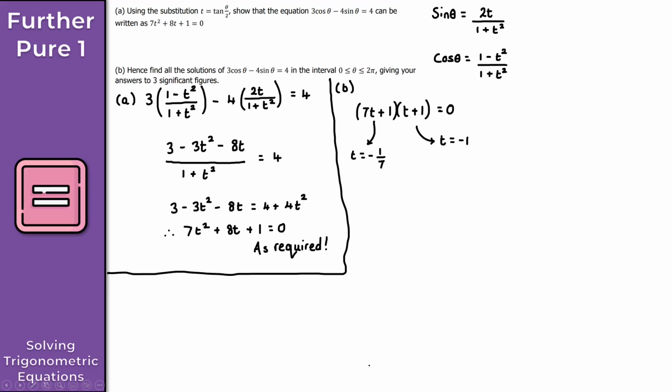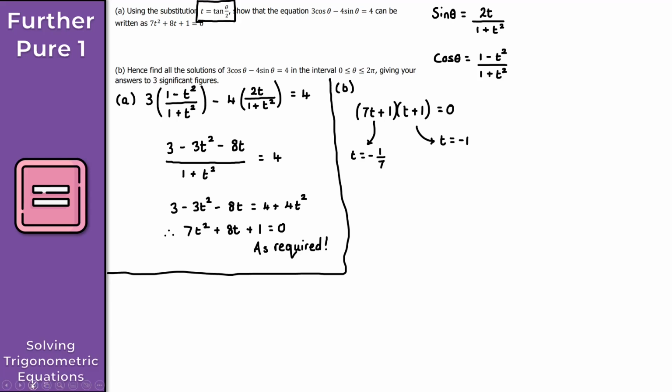Okay. Now we're not done here because we're actually solving for theta as opposed to t, right? So what I need to do now is use this substitution of t equals tan of theta over 2 with these values of t to go on and solve for theta. Okay. So let's start then with when t equals minus 1.